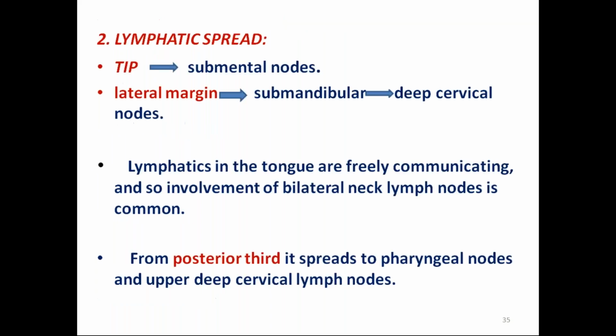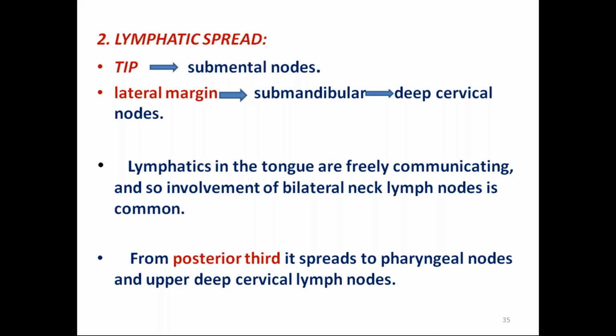Okay. So lymphatic spread includes the tip to the submental lymph nodes, most probably the first and second group of lymph nodes, and also the third, fourth, and fifth group of lymph nodes. That is in the neck nodes most commonly. And the lateral margin includes the submandibular and deep cervical lymph nodes. Lymphatics in the tongue are freely communicating, so involvement of bilateral lymph nodes is most commonly seen.